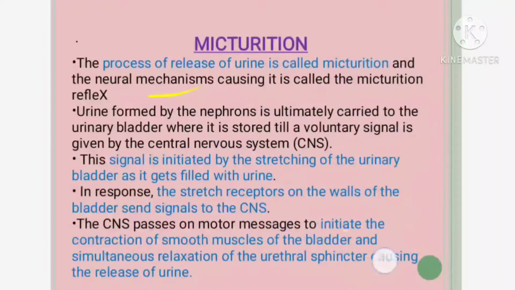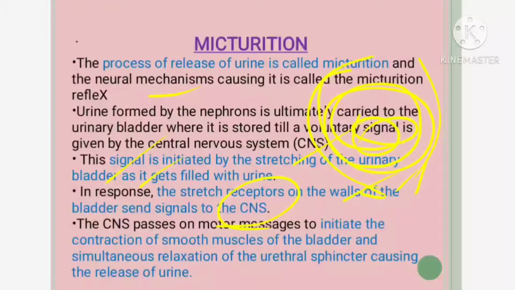The signal is initiated by stretching of the urinary bladder. When the urinary bladder is filled less, it is fine, but when it is filled much, the muscles of the bladder start to stretch. In response, the stretch receptors on the walls of the bladder send signals to the CNS. Immediately when the muscles start to stretch, the receptor cells give the signal to the brain.